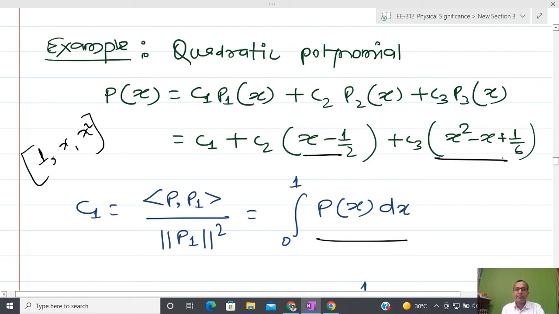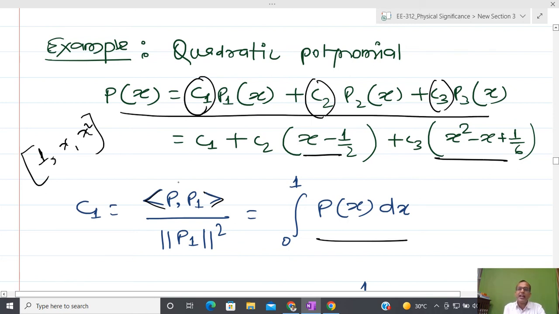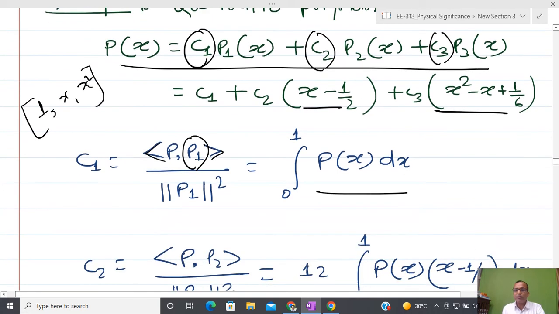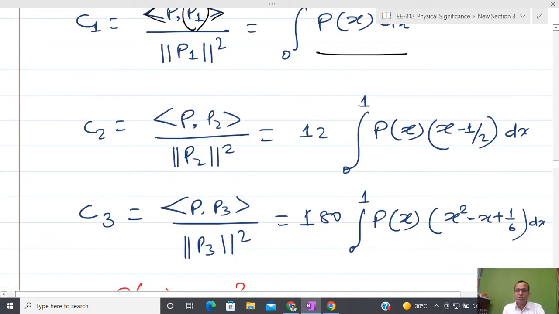Now I have to find the coordinates c1, c2, c3 using the above formula. So I have to find the norm, the L2 norm, and after that, in order to find the coordinate c1, I have to take this whole polynomial and calculate the inner product with P1, and after that just solve it. If you solve it, it is possible to show that in this way I can find c1, c2, c3.